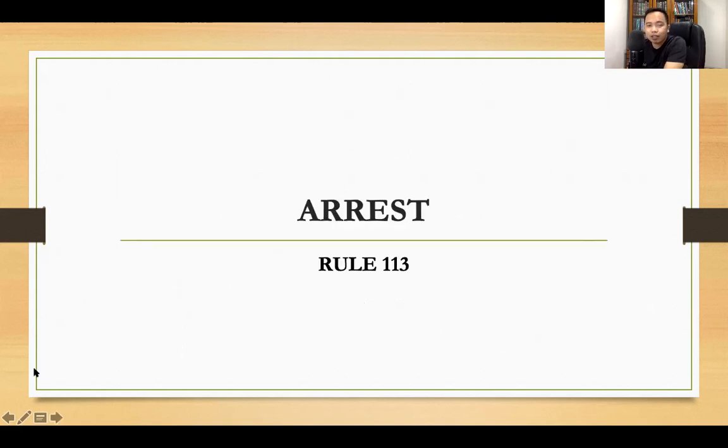Now, let us go to arrest. So before we go to arrest under Rule 113, let us take a short break first. Okay, let us continue on the Rule 113 arrest.